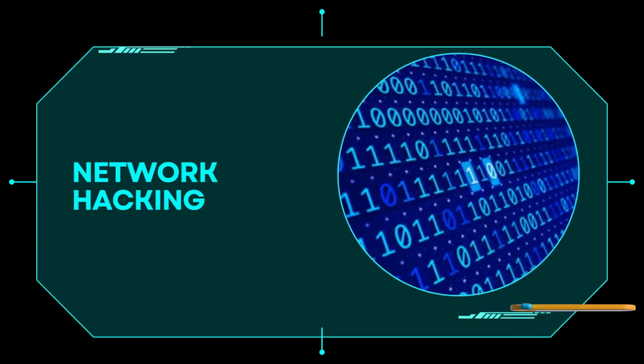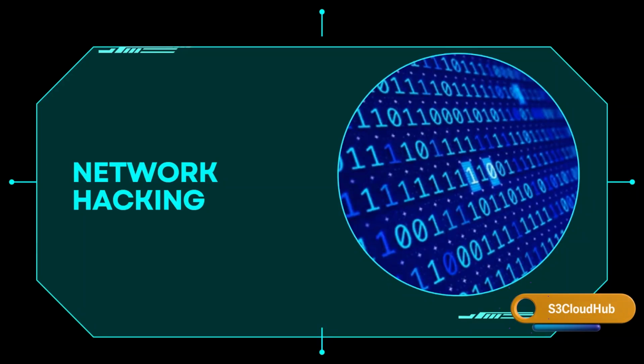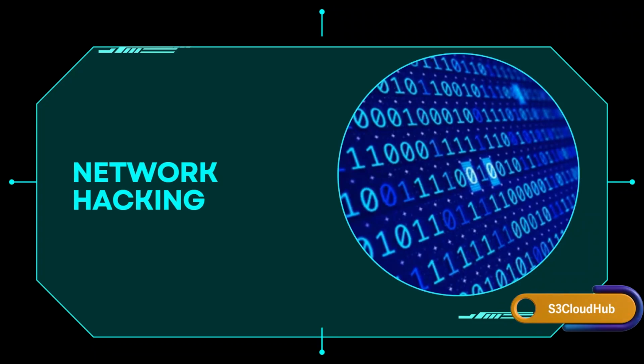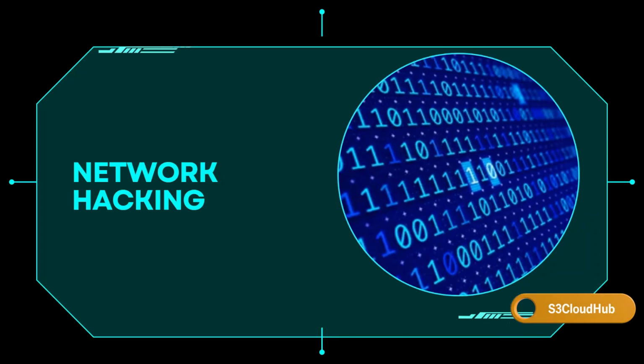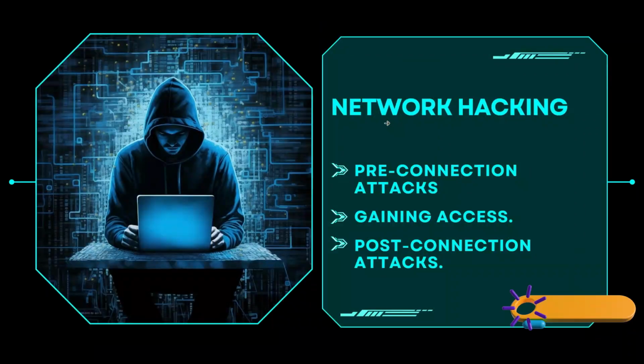Understanding how networks work and how devices within a network communicate is absolutely essential before we move on to the other aspects of hacking. This section will be divided into three main subsections. In the first subsection, pre-connection attacks, we will focus on attacks you can perform before connecting to any network. Imagine you have a device with a network interface or Wi-Fi adapter. What can you do before even connecting? We will explore techniques to gather information and test vulnerabilities without establishing a connection.